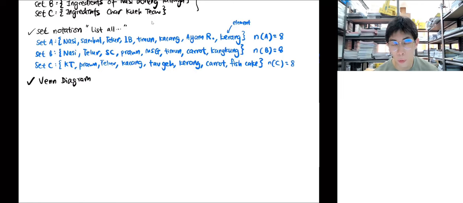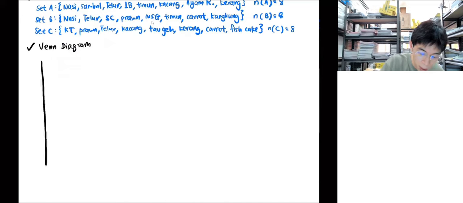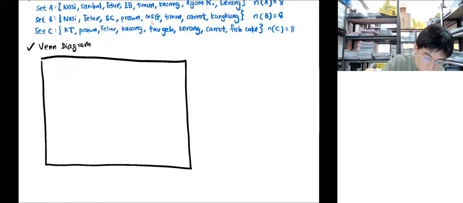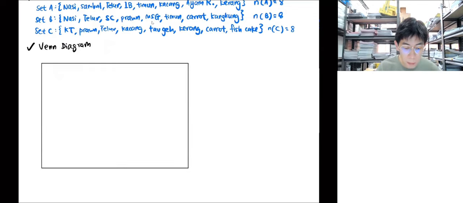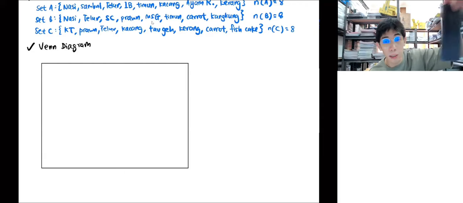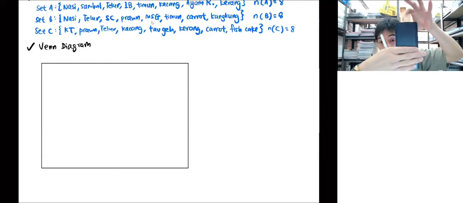I want the rectangle to be half of your calculator size. I'm going to draw my first one already. Make sure your rectangle is super huge. Don't simply draw it. At least half of your calculator, roughly half of the size.